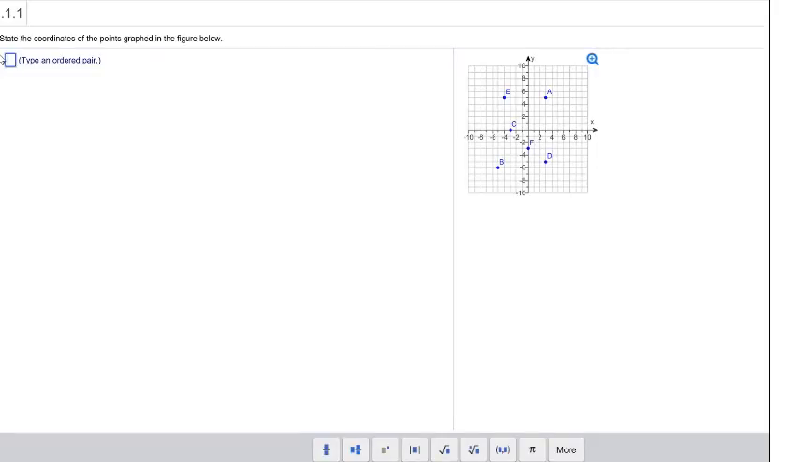This question is asking us to state the coordinates of the points on the graph. So first we want to look at point A.